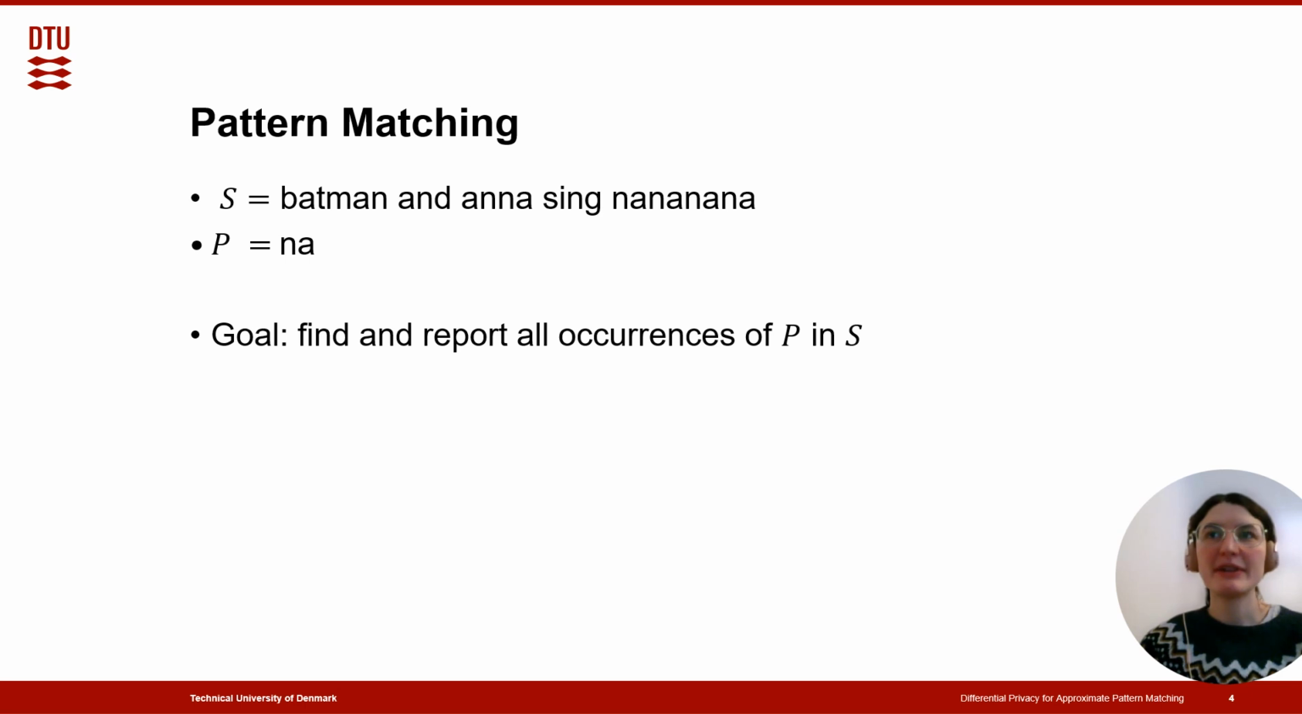One of the most fundamental problems in string algorithms is the pattern matching problem. Here, one is given one long text and a short text, which we call the pattern, and the goal is to report all occurrences of the pattern in the text. In this example, where the pattern is NA, the pattern occurs 5 times in the string S, and we mark it in red in this slide.